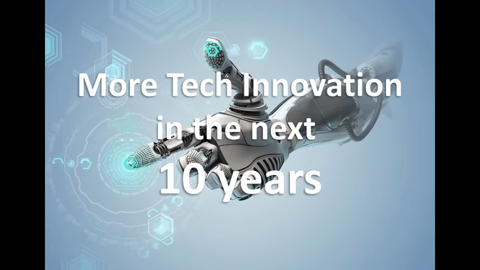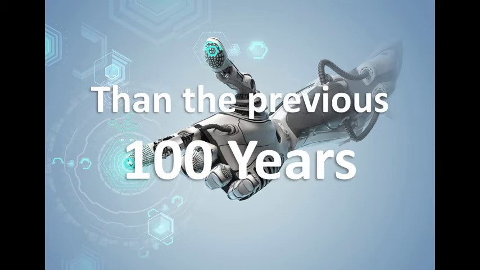Now, one more fact. We're going to see more technological advancement in the next 10 years than we saw in the previous 100 years. Now, think about it. In a decade, we're going to see more technological advancement than we saw in an entire century. How will this even be possible? Scientists tell us there's a very logical reason for it. In the next decade, we're going to have help, whereas in the previous 100 years, we did all the technological advancements by ourselves.